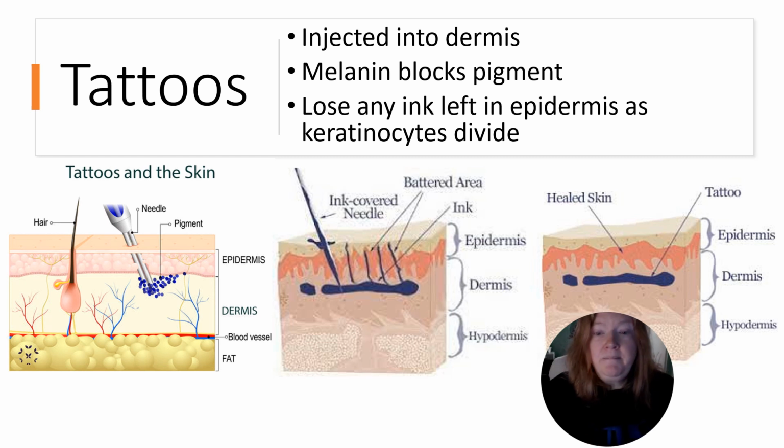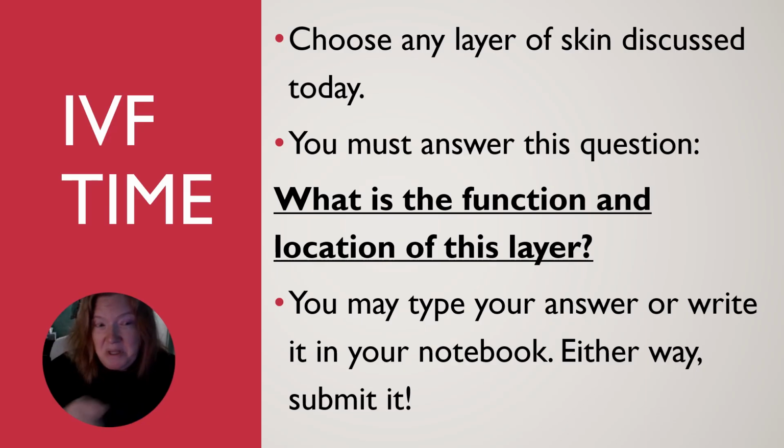If any ink is left in the epidermis, as the keratinocytes divide and move upward, that ink would be lost. So in order for the ink to be in a more permanent location, it's got to be injected into the dermis. All right, and this is going to be your assignment.